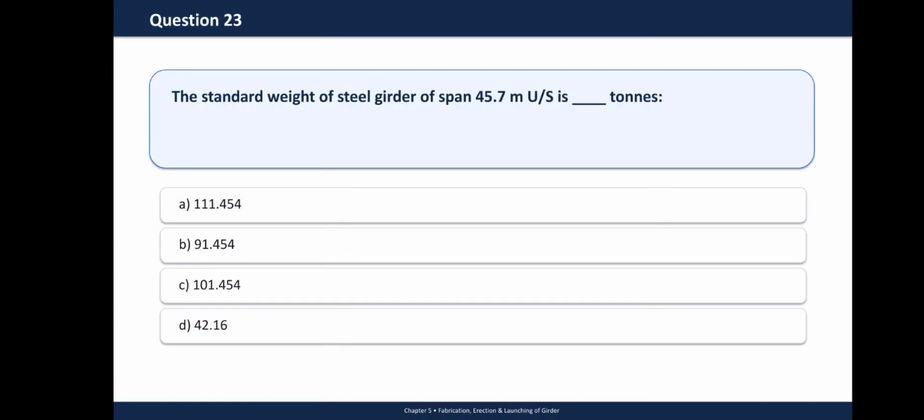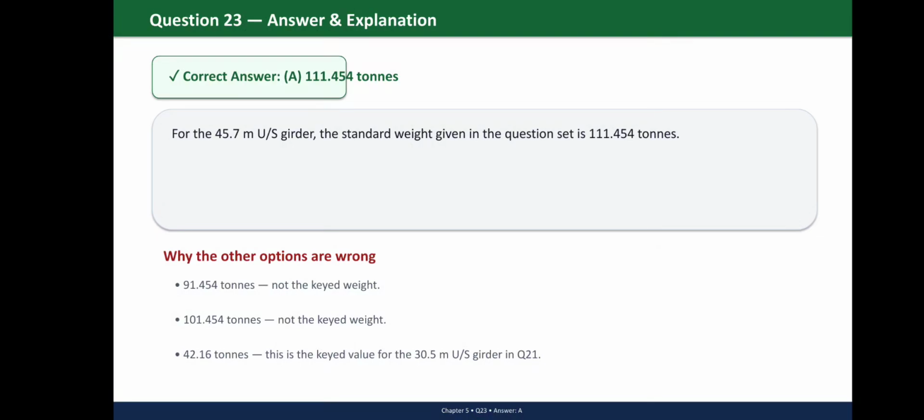Question 23. The standard weight of steel girder of span 45.7 meters US is blank tons. Options: A. 111.454, B. 91.454, C. 101.454, D. 42.16. Correct answer is A. 111.454. Explanation. For a 45.7 meters underslung steel girder span, the standard structural weight is 111.454 tons.